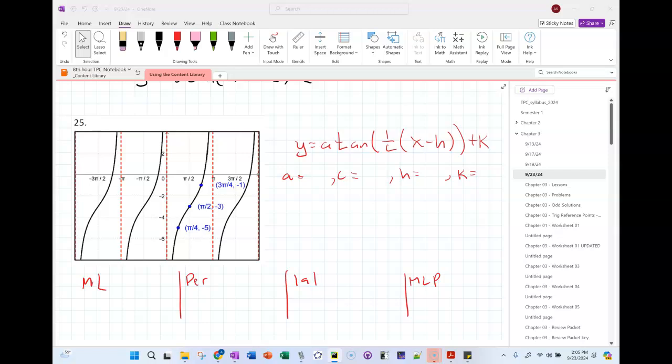Okay, pause. Wait, so what's the period? The distance from asymptote to asymptote? Yeah, so it's like there to there. So would it be pi over 4?